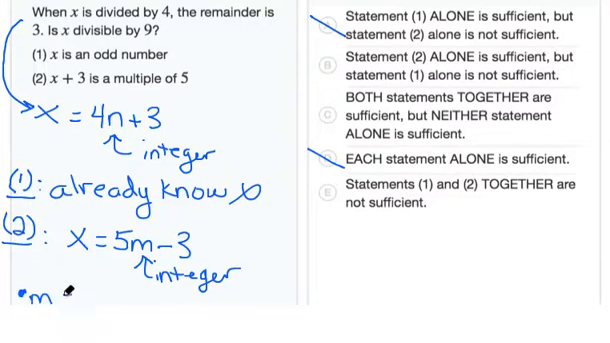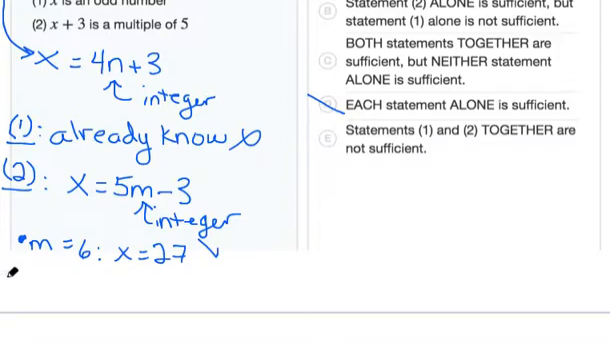What if m is equal to 6? In this case, x would equal 5 times 6, which is 30, minus 3, so 27. And this would be divisible by 9. What if, as another case, m is equal to 2? In that case, x would equal 5 times 2, which is 10, minus 3, so 7. And in this case, x would not be divisible by 9.